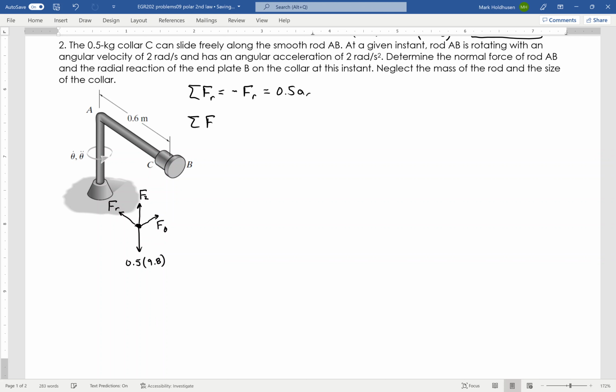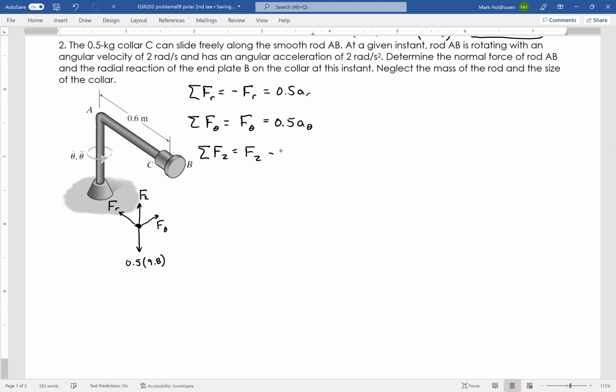Transverse direction, this time this is pushing it in what I'm calling the positive theta direction, so that'll be F theta, and that's going to equal the mass 0.5 times the acceleration in the theta direction. Okay. Then I've got my Z direction, where I've got my normal force pushing up, I've got the weight going down, and that's going to equal the mass times the acceleration in the Z direction, which is 0. This thing has no vertical acceleration, right?